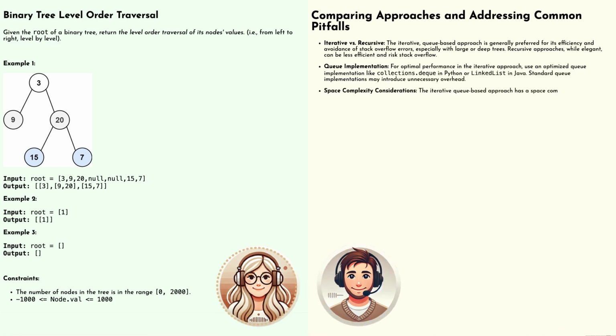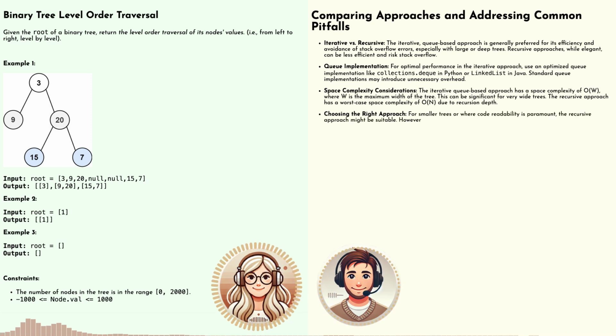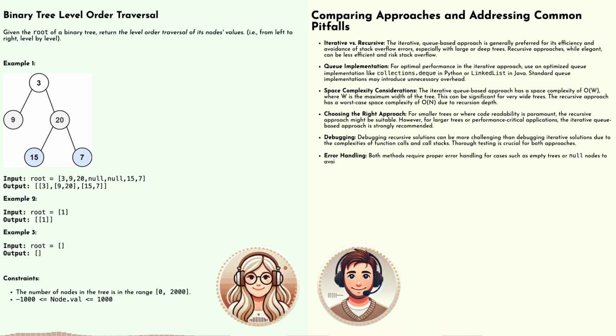Could you elaborate on that? When does this recursive approach become problematic in terms of space? In the worst case scenario, where you have a very deep, unbalanced tree, the recursive call stack can grow quite large. Each recursive call adds a frame to the call stack, and if the tree is really deep, this can actually lead to a stack overflow error. So for very deep trees, the iterative approach with a queue might be a safer bet.